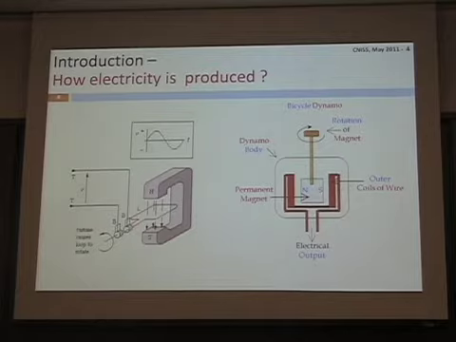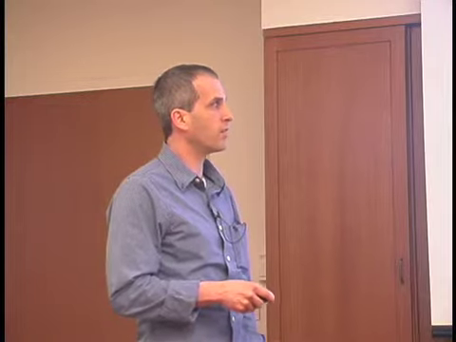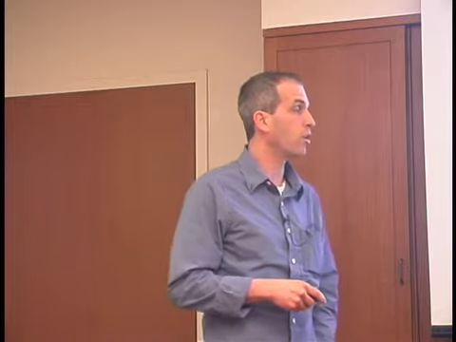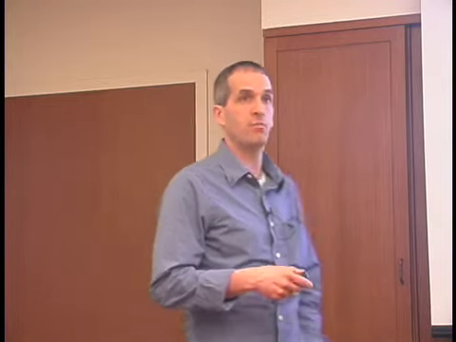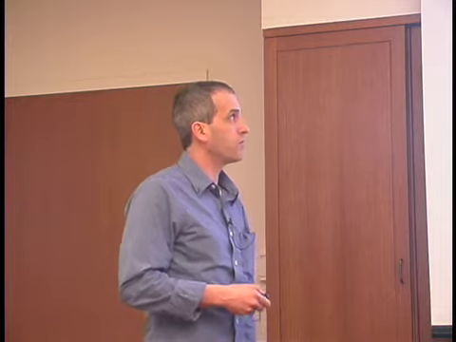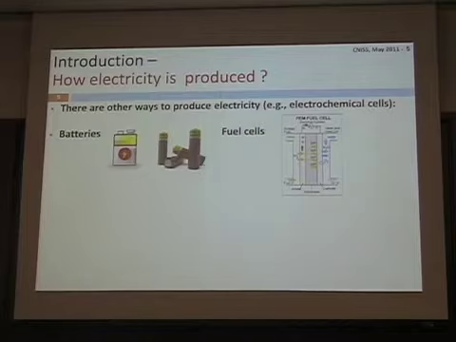This is the AC current that we use in our daily life. Another way to produce this is to move the magnet and to have the coil of wires steady, and this is what we do in the dynamo that is used on our bicycle. There are other ways to produce electricity, for example in electrochemical cells where we use batteries or fuel cells, but we are not going to discuss them today.